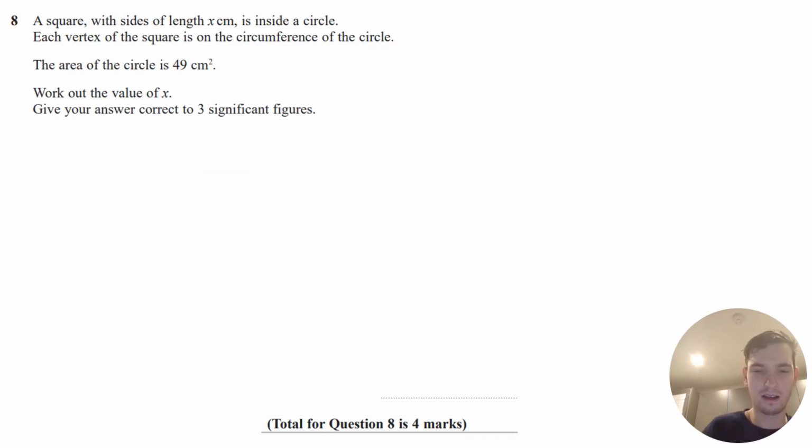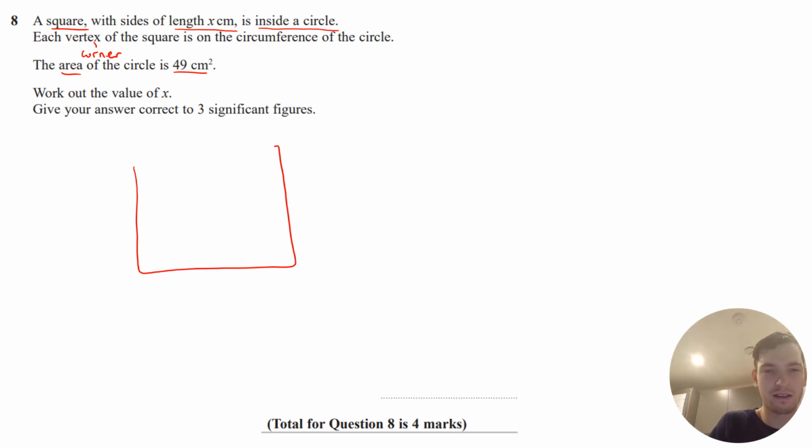Okay. A square with side length x is inside a circle. Each vertex, so corner of the square, the vertex is a corner of the square, is on the circumference of the circle. The area of the circle is 49. Now, this looks a bit confusing, but I think that if I draw a picture, it's going to be a lot easier. So let's draw a square, and it's inside a circle.